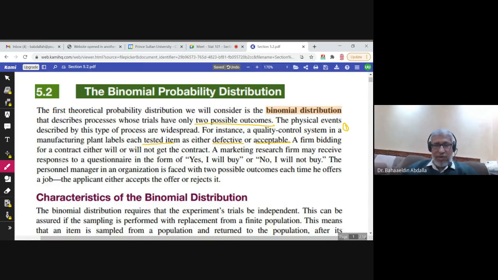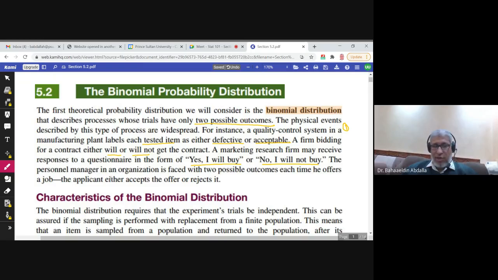A firm bidding for a contract either will or will not get the contract. So the firm bids for the contract and the result would be that the firm will get the contract or will not get the contract. So there are two possible outcomes. A marketing research firm may receive responses to a questionnaire in the form of yes, I will buy, no, I will not buy. So there are only two answers.